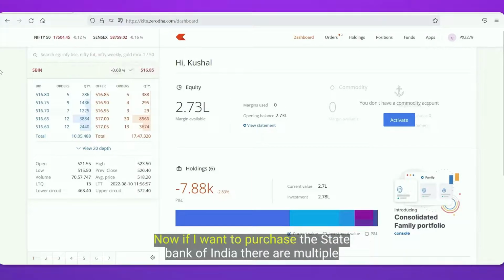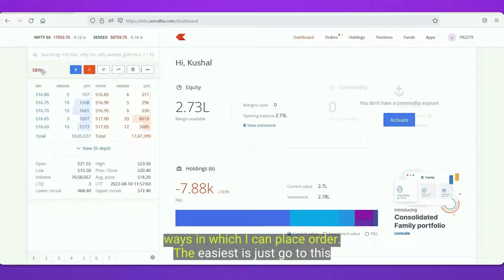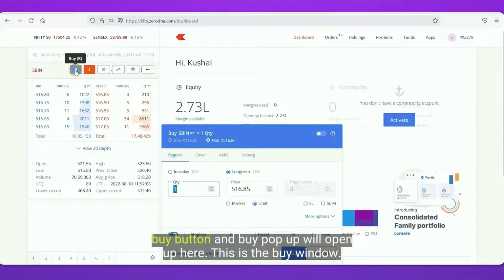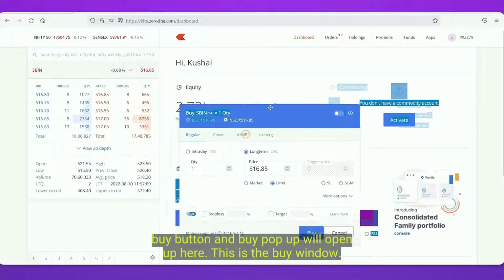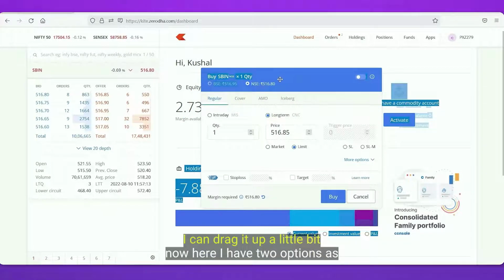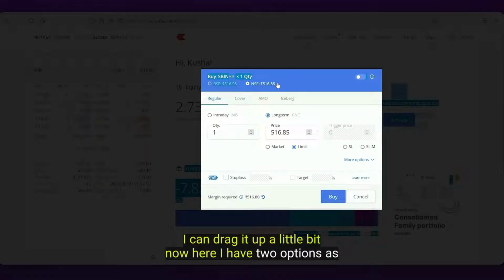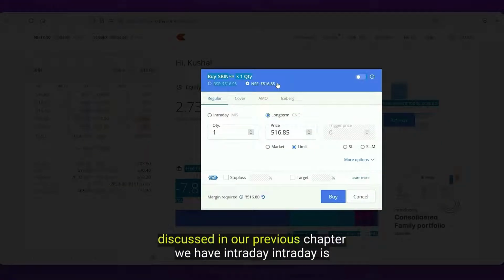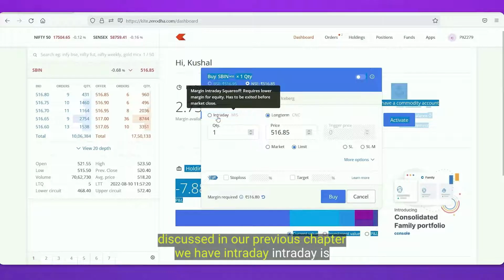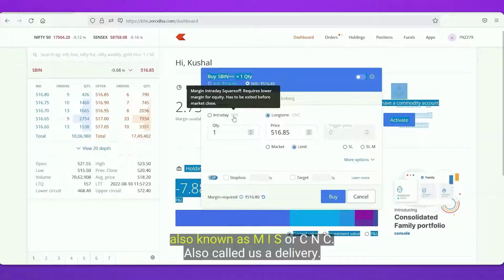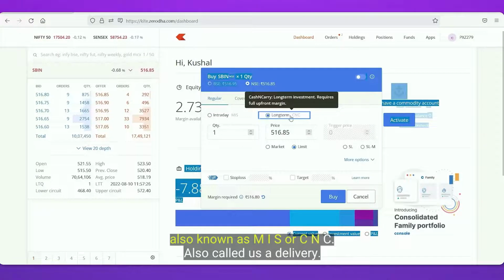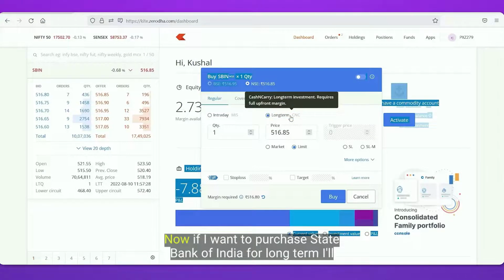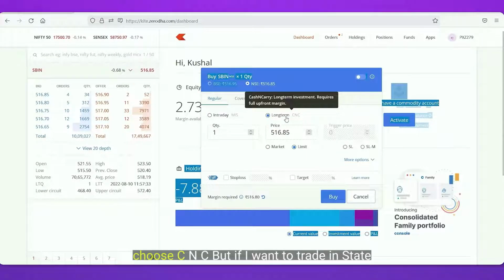Now if I want to purchase State Bank of India, there are multiple ways in which I can place an order. The easiest is to just go to this buy button and a buy pop-up will open up here. This is the buy window. I can drag it up a little bit. Now here I have two options as discussed in our previous chapter. We have intraday. Intraday is also known as MIS, and CNC, also called delivery. Now if I want to purchase State Bank of India for the long term, I'll choose CNC.